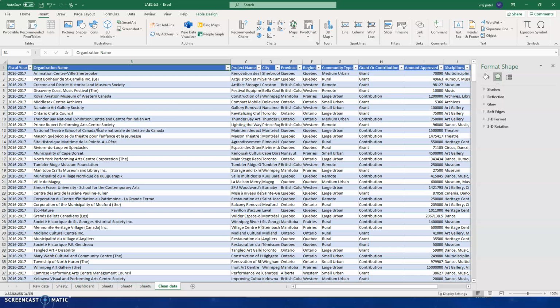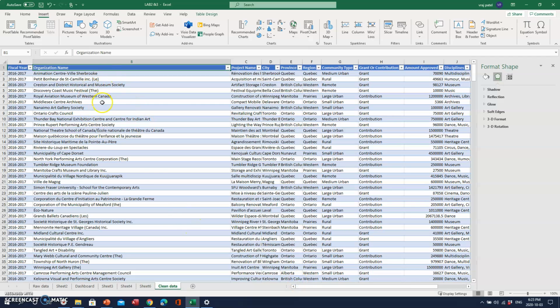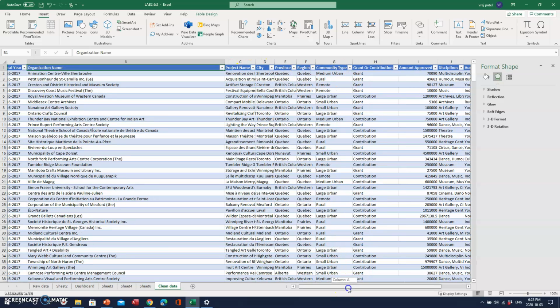I'll show you my Excel sheet, and this is my clean data. It has all the information about how much grant and contribution they got from different organizations. These are all the organizations you can see here, which shows that this organization got this much amount of grant in this year, and this detail is all about the organization.